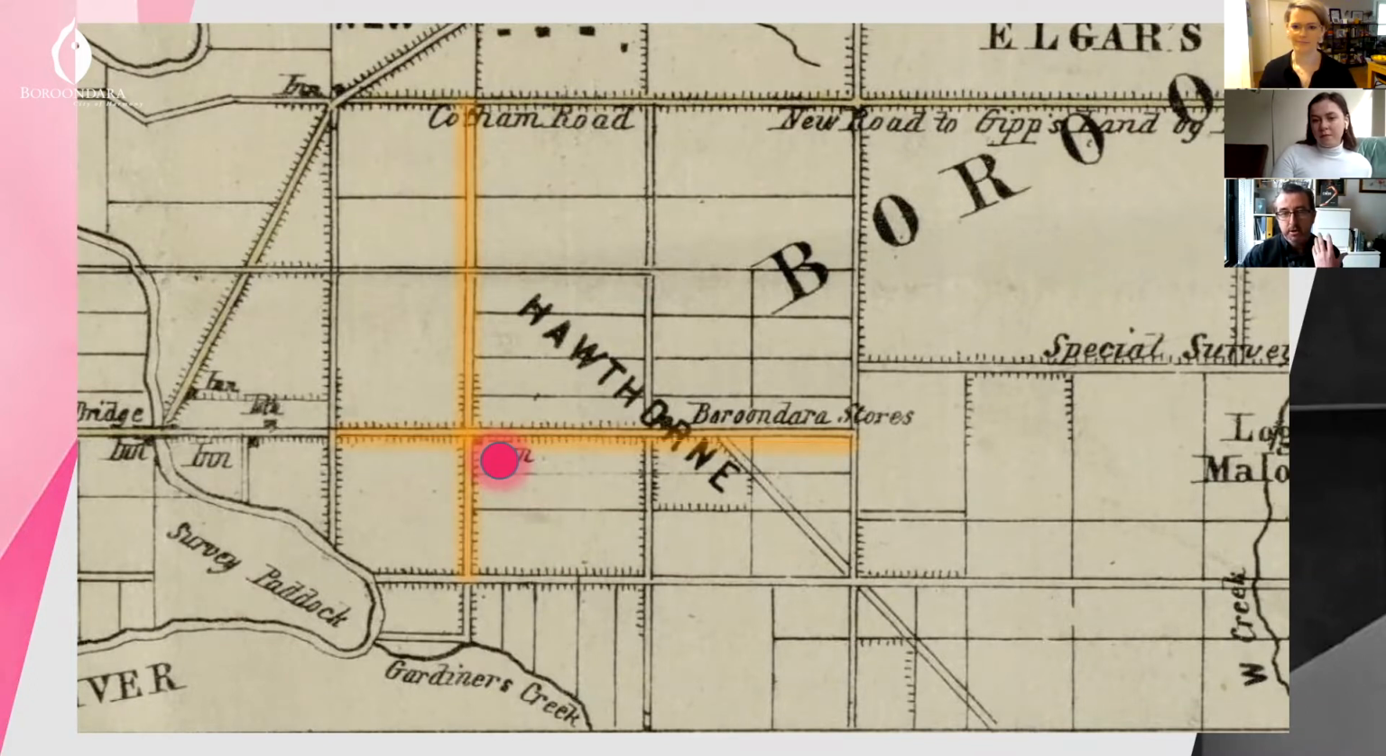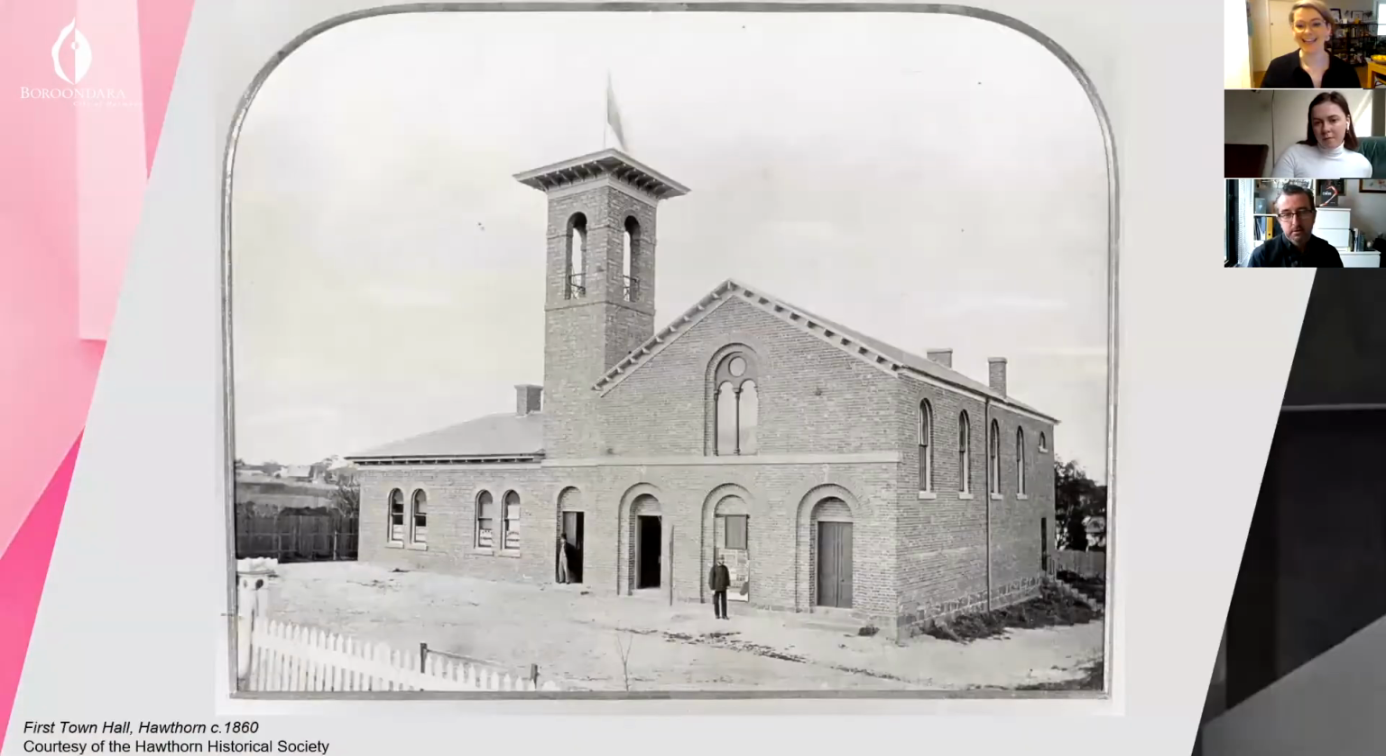So is it about this time that it becomes apparent that we need some sort of a town hall? And what sort of a town hall did they think they needed? Yeah, so they decided that they needed a place to gather and a place to do business. So the first town hall was built on this site at the corner of Glenferrie and Beryl Road in 1861. So the town hall which is there now is actually the second town hall. So yeah, this is the first site.